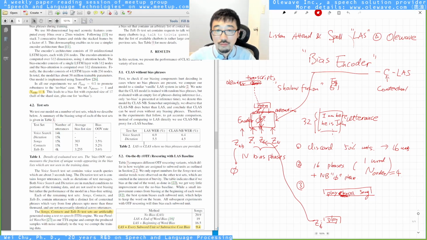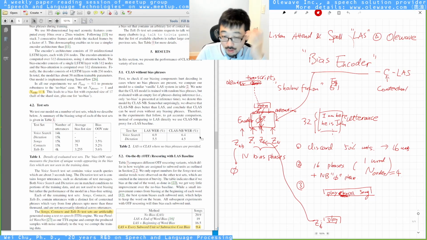First of all, you look at the results. They tried contextual CLAS without bias phrases. Well, this is interesting to me. They tried it on the voice search and dictation task. They had a very significant gain on each data set. On this one, they got about 10%, at least 8%, okay, 8%, I think. This one is even bigger. This is almost 20% gain.